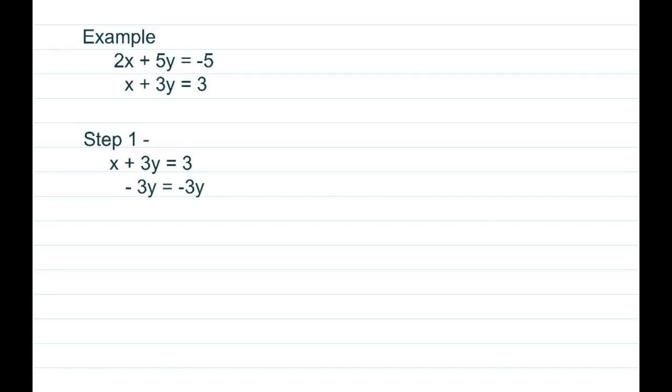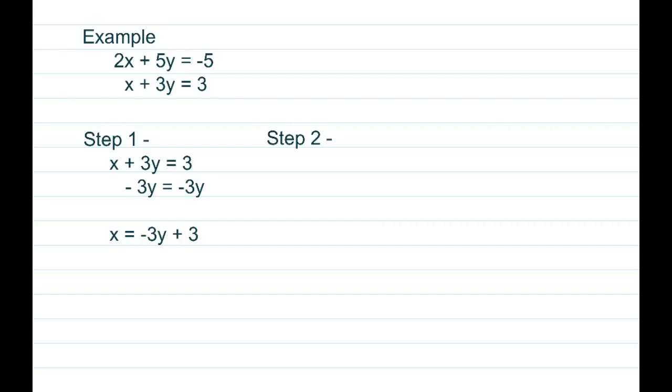Using the example 2x plus 5y equals negative 5 and x plus 3y equals 3, we are going to solve the linear system with the substitution method, starting with step 1, which is to solve one of the equations for one of its variables. By doing this, we are going to use x plus 3y equals 3. We are going to subtract the 3y from the left side and move it to the right, which will give you the equation x equals negative 3y plus 3.